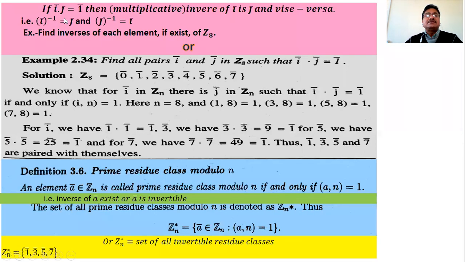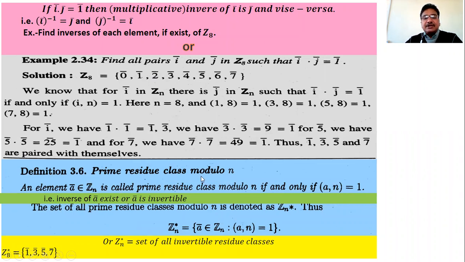So in these examples, if I bar into j bar is 1 bar, then I bar inverse is j bar, or we can say that j bar inverse is I bar. And the multiplicative inverse exists if the greatest common divisor is 1. So in Z8 the inverses of only 4 elements exist. 1 bar inverse is itself 1 bar, 3 bar inverse is itself 3 bar, 5 bar inverse is itself 5 bar, and 7 bar inverse is itself. The other elements, that is 0 bar, 2 bar, 4 bar, and 6 bar, do not have multiplicative inverses.